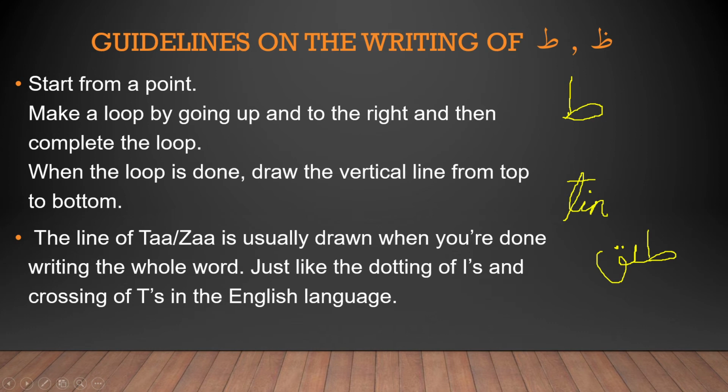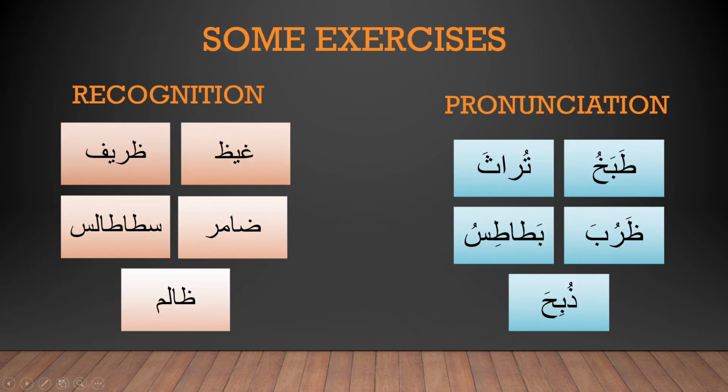Alright? Exercises. We have two different types as always, recognition and pronunciation. Let's start with the recognition part, because if you're not recognizing the alphabet, you can't pronounce it. We see there's one alphabet here. We haven't studied an alphabet like that yet, but I'll just tell you for now it's Ghain. You will learn that in the next lesson, I think. Yeah, we haven't learned this also.